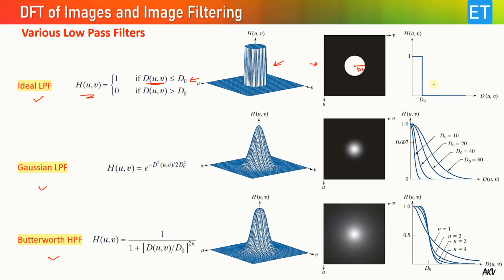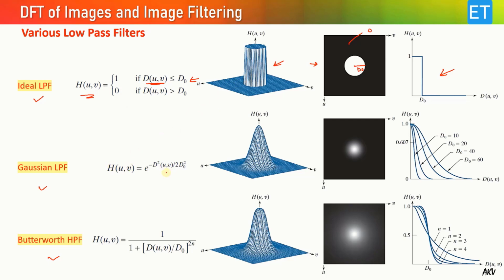So you can visualize this more in this diagram. Here you can see that for all distances lesser than D0, the value is 1. That's why you are getting a white pixel. So all pixel values are 1 here. And for all distances greater than D0, you are getting 0. That means this black area is being represented by the 0 values. So this is how you can compute the filter response.